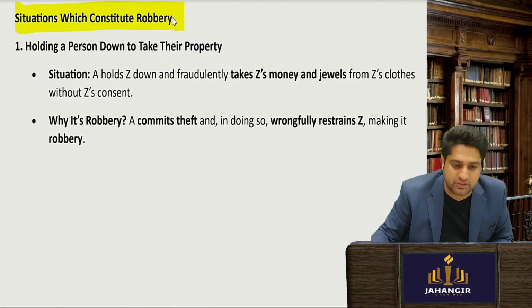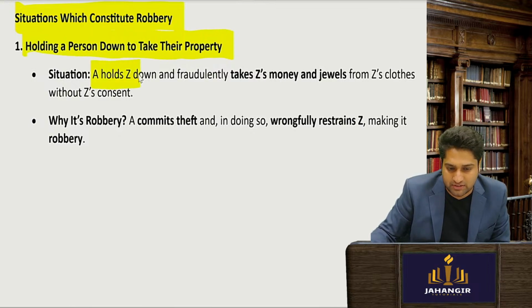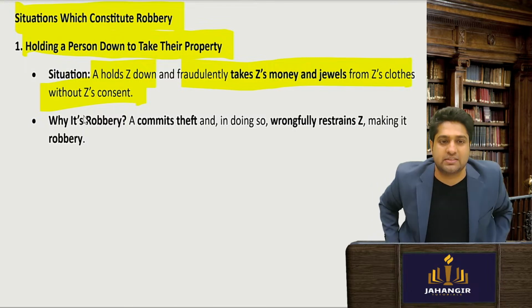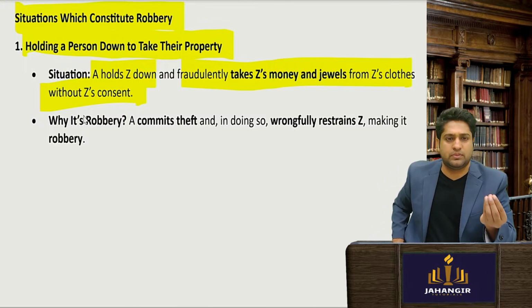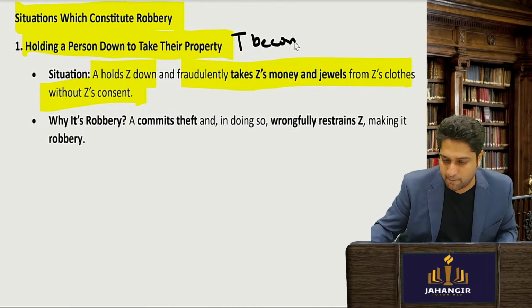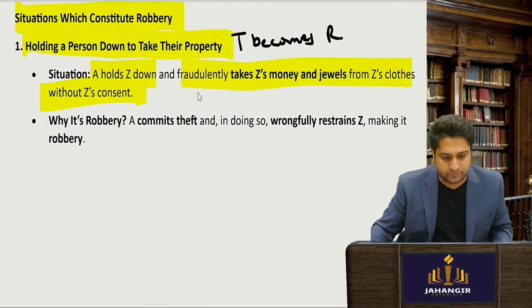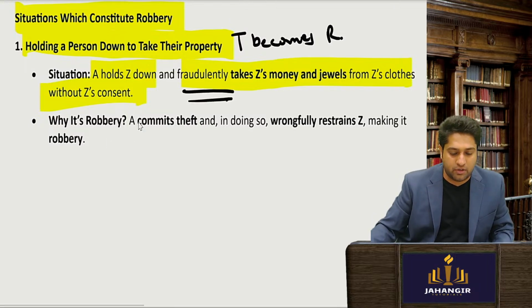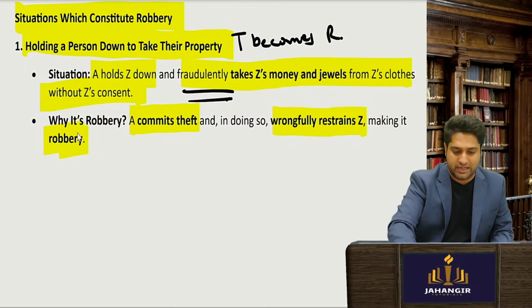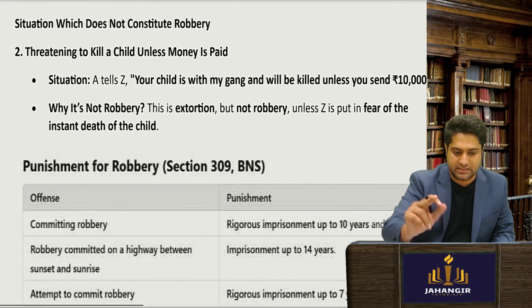So, situations which constitute robbery: holding a person down to take the property. A holds Z down and fraudulently takes Z's money and jewels from him without Z's consent. It is called robbery. Theft becomes robbery. Next, why is it robbery? A commits theft and also restrains Z, making it robbery. I'll explain, but let's complete it first.